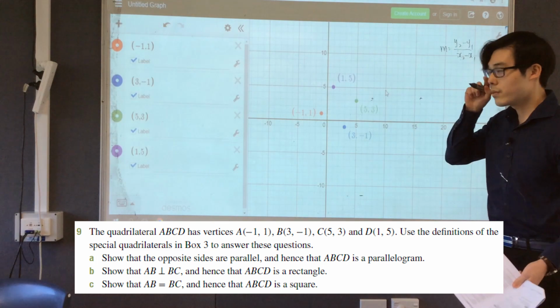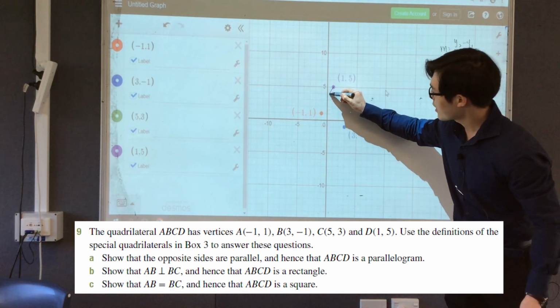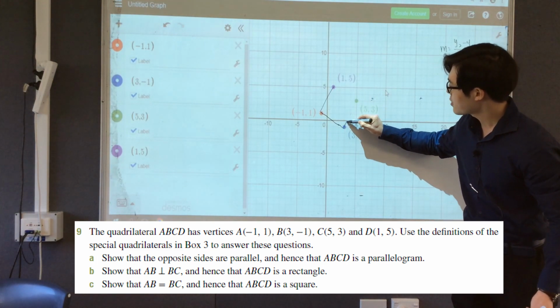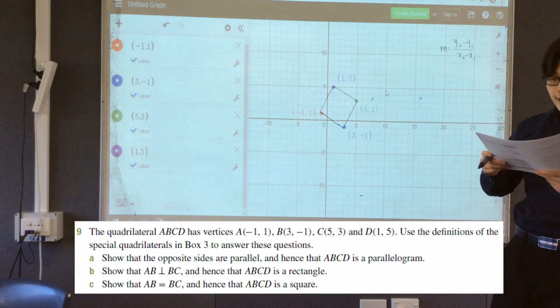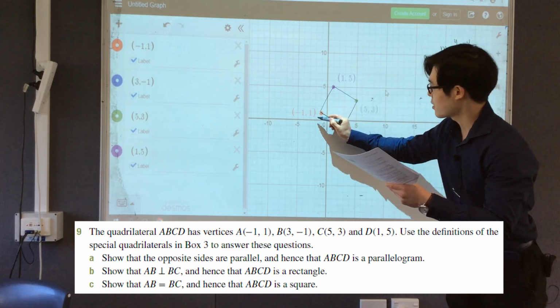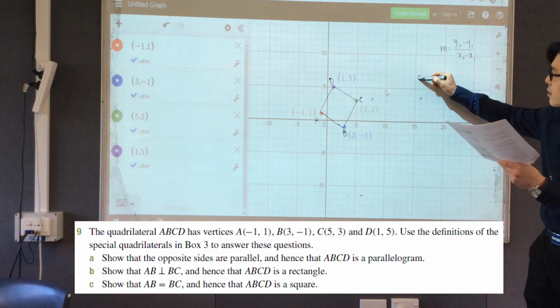So girls, we've got those 4 points. Okay, let's join it up. As you can see, it looks like a square. Okay, let me label the sides. So this is A.